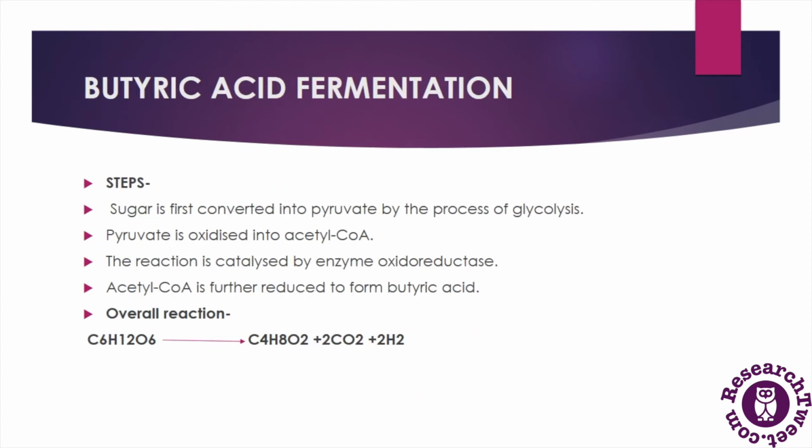The fourth type is butyric acid fermentation, where the sugar is first converted into pyruvate by the process of glycolysis, and this pyruvate is further oxidized into acetyl coenzyme A. Now this acetyl coenzyme A is further reduced to form butyric acid, and this reaction is catalyzed by the enzyme oxidoreductase. In this fermentation, this is the overall reaction where the molecule of glucose is converted into butyric acid, and two molecules of carbon dioxide and hydrogen are released.